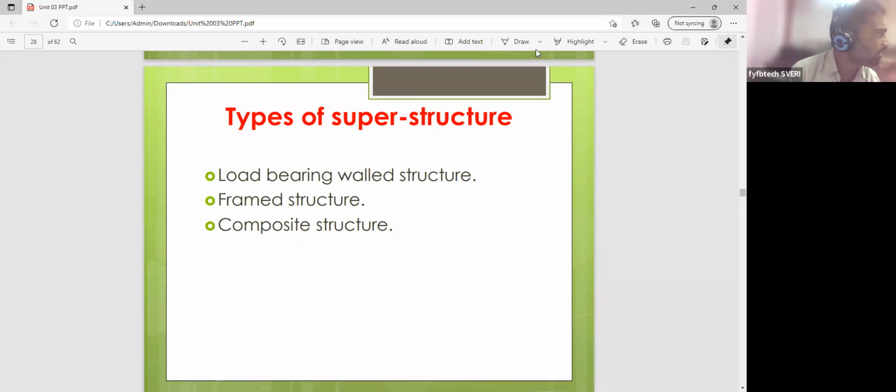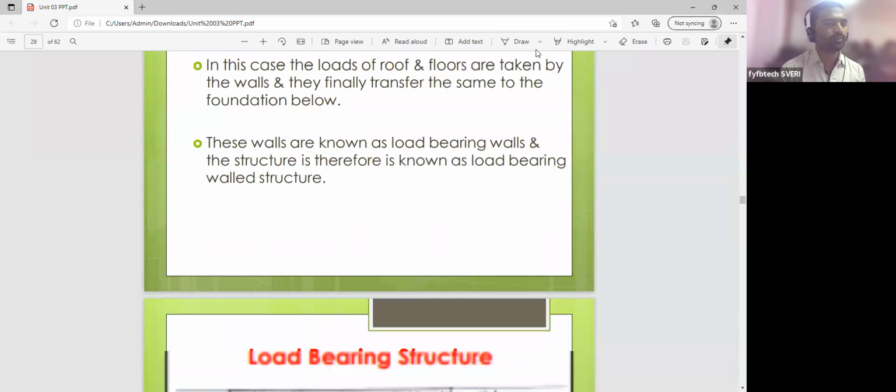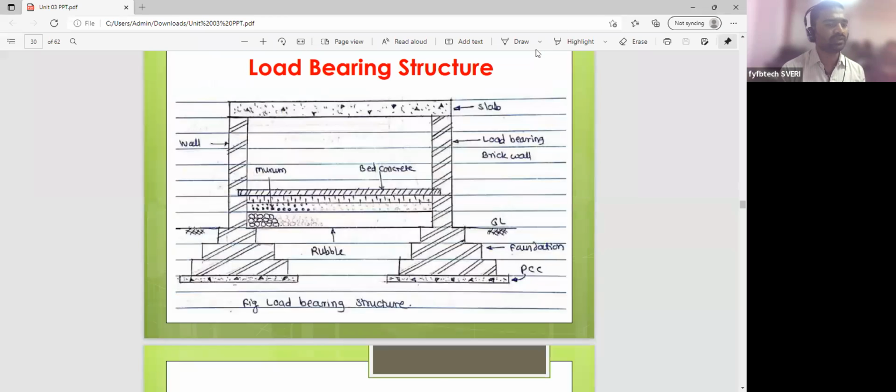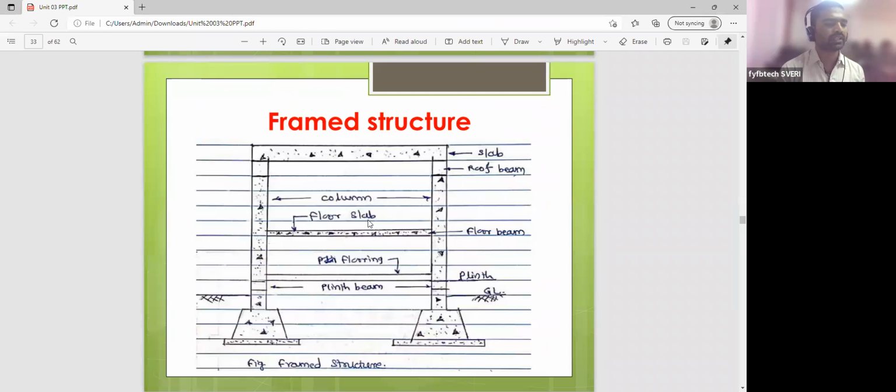Will you write? I have uploaded this PPT. Check here. Uploaded or no? Uploaded. Okay. You just write on this one. What is the load bearing structure? And you have to draw this diagram, the frame structure and this diagram, and the difference.